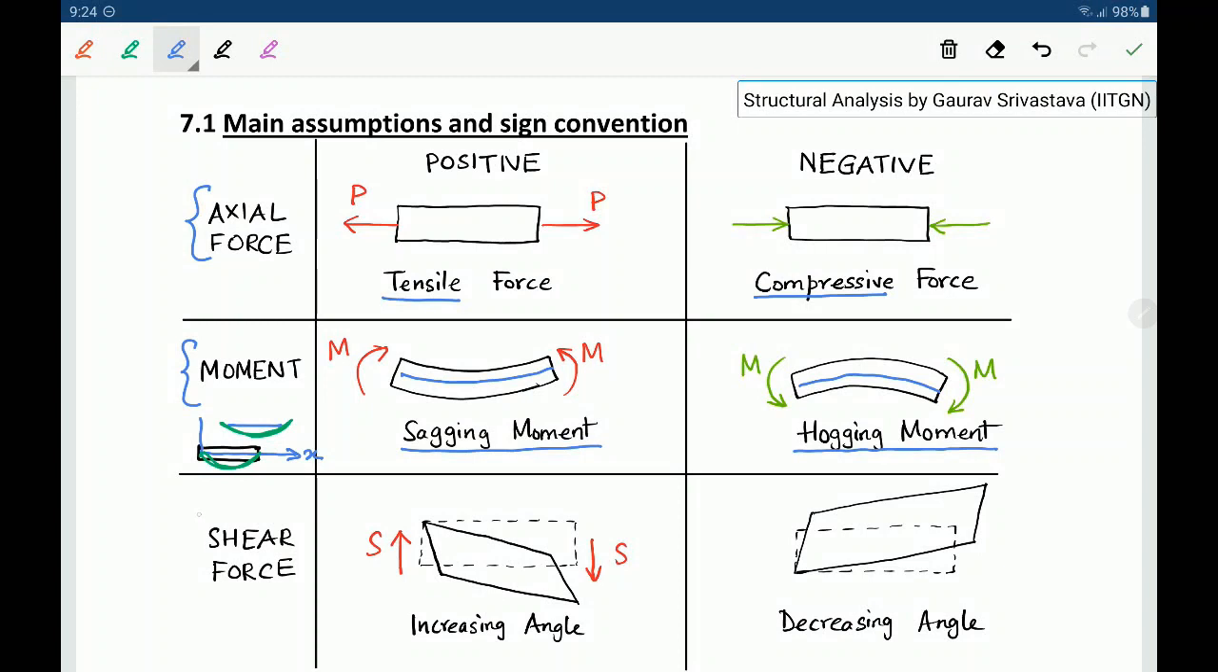Now for shear force, the sense of shear force which increases this angle, let's say this angle was 90 degrees earlier, now it is more than 90 degrees, that will be considered as positive. The shear force which decreases this angle, so this angle will be less than 90 degrees, that decreases the shear deformation angle, and will be considered as a negative shear force.